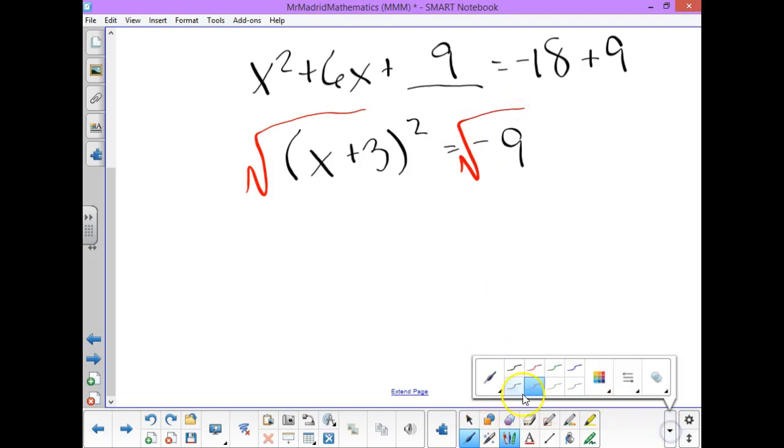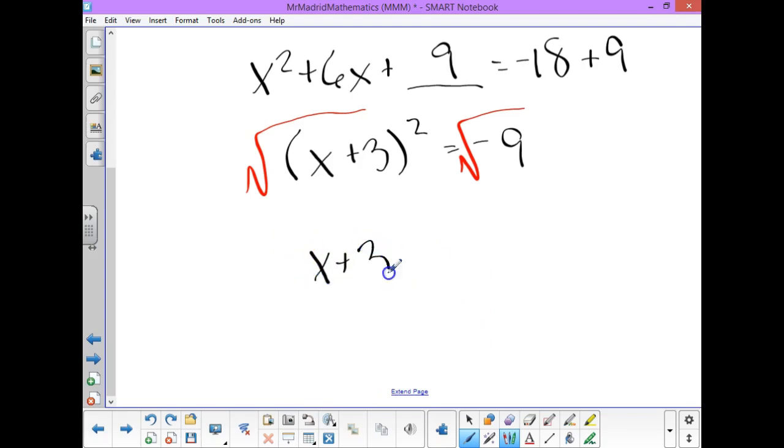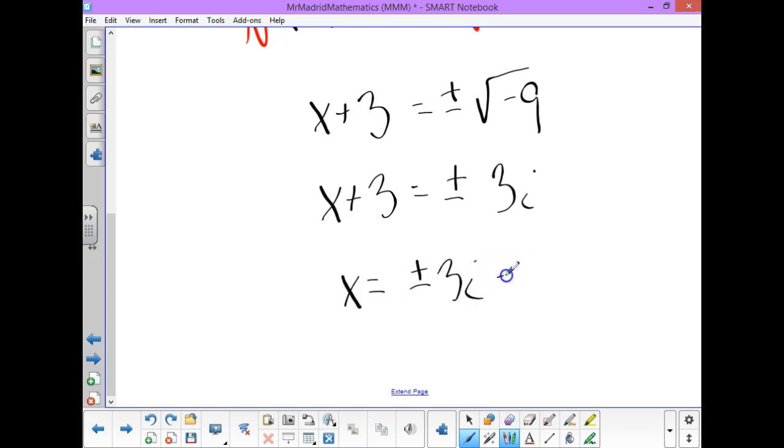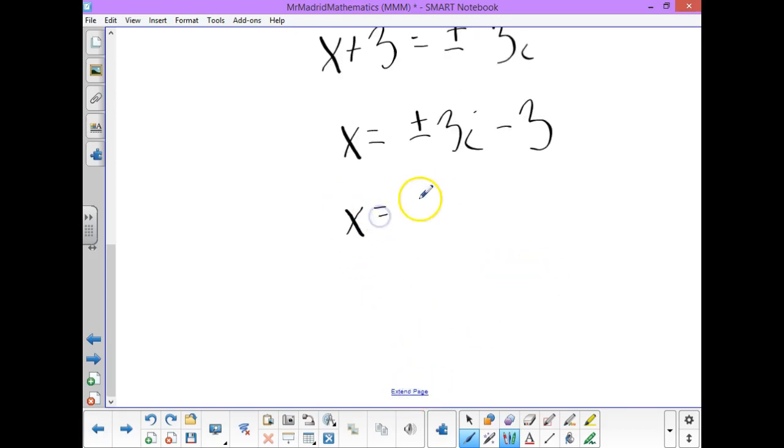And this should look very familiar. You now have x plus 3 equals plus or minus square root of negative 9. So now you've got this bad boy to deal with. What I suggest, especially as you get better at this, is you know the square root of 9 is 3, so take advantage of that. You know that the square root of a negative 1 inside is i, so we can break it up as plus or minus 3i. So then all you have to do now is subtract 3, and you have x equals plus or minus 3i minus 3, which is equivalent to saying 3i minus 3 and negative 3i minus 3.